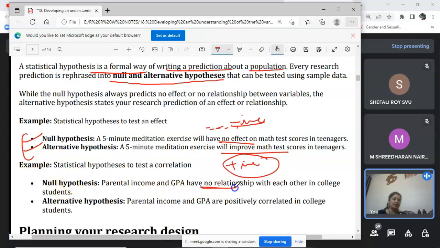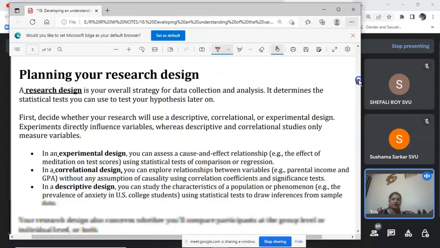Yes, ma'am. When you find nothing in the hypothesis, then it is null. When you find something, that is alternative. So first you have to create a hypothesis.